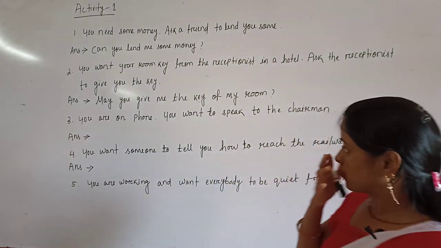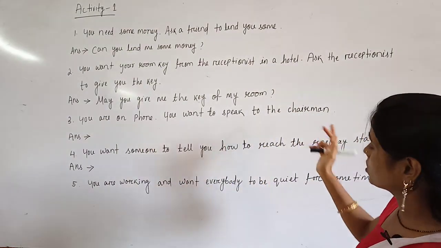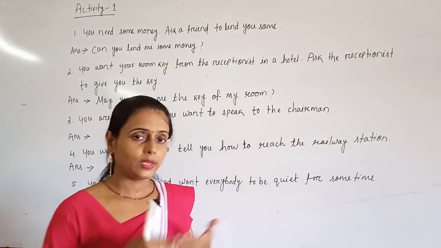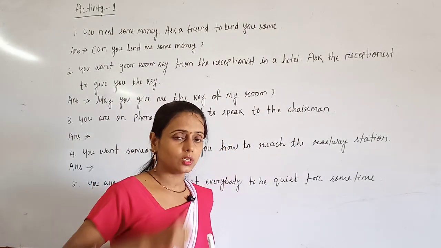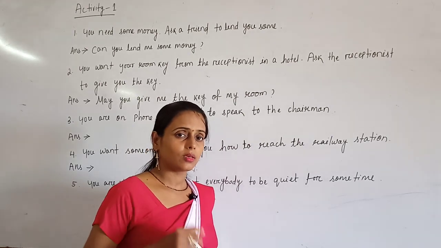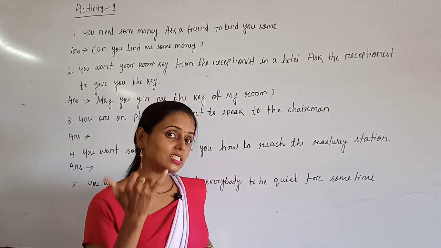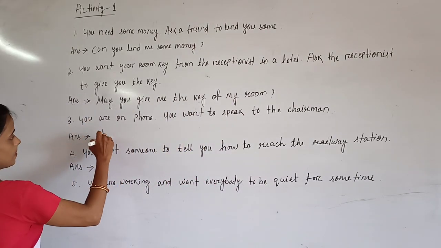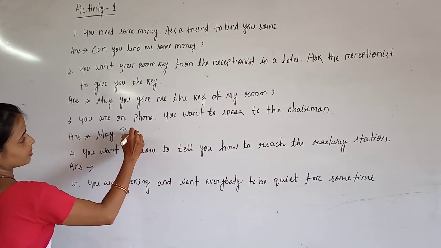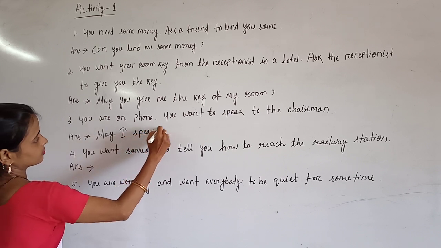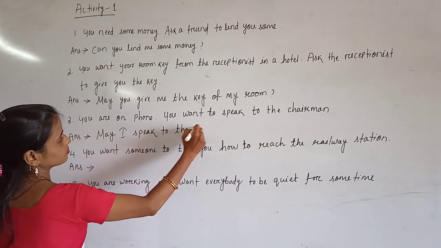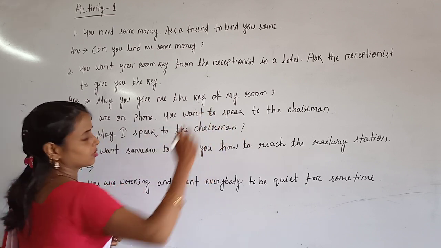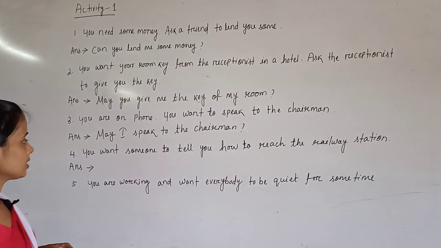You are on phone. You want to speak to the chairman. Okay. So whenever we are talking over phone, you just use your IQ. Think, may I talk? May I speak? You are speaking or not? So here also simple. May I speak to the chairman? Okay. Over. What is the next question?